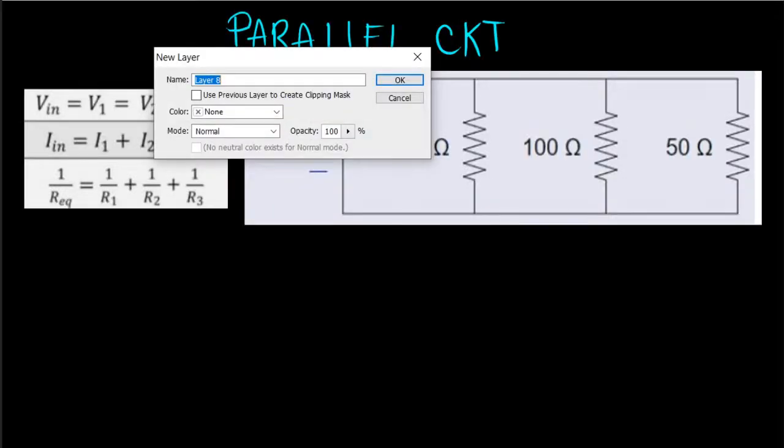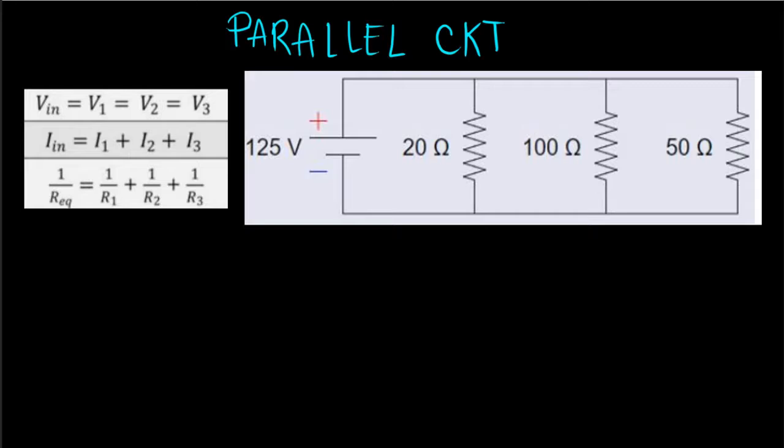Okay. For parallel, as you can see, it is very different from our series. You are now introduced to these guys. These are called nodes. So, there is a node here, and another node here. Node. Okay. Just one node. So, it's just a node. These are all nodes. This one is also a node.